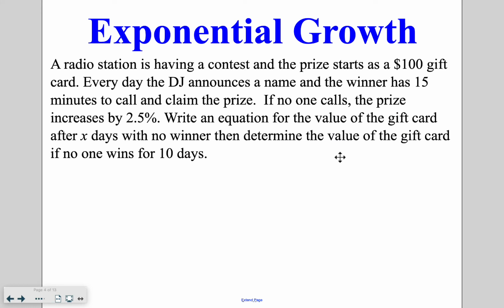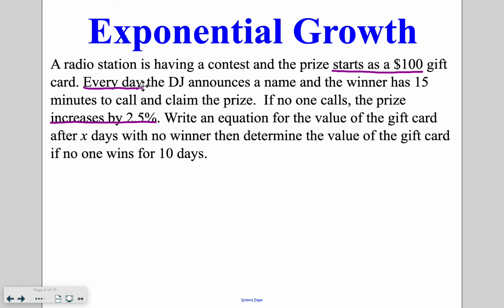So for example, a radio station is having a contest and a prize starts as a $100 gift card. So notice we've got a starting initial value here. Every day the DJ announces a name and the winner has 15 minutes to call to claim their prize. Well, that's telling us more about the scenario. It's not actually helping us write the equation. If no one calls, the prize increases by 2.5%. So that tells us that we are going up by 2.5%. Now, it says this happens every day, so our time needs to be on a daily basis.